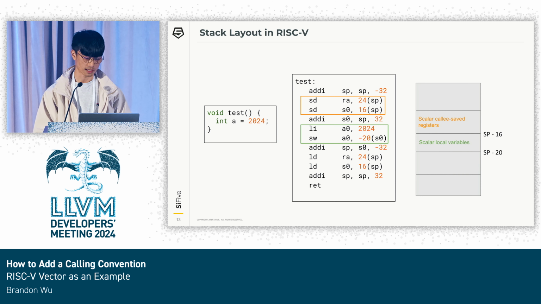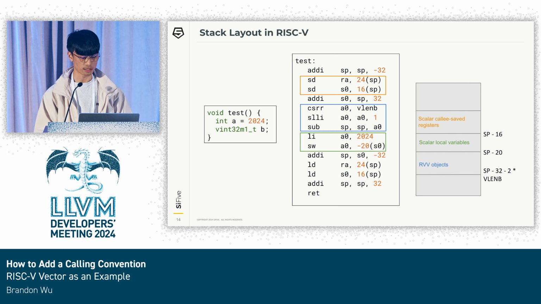First, we have scalar callee saved registers and scalar local variables. Let's say we have a simple function with a local variable declared. The assembly of the code is in the middle block. And the first line in the block adjusts the stack down for preserving all of the registers. Then we have scalar callee saved registers starting from SP-16 and scalar local variables starting from SP-20. The relative position on the stack is shown on the rightmost picture.